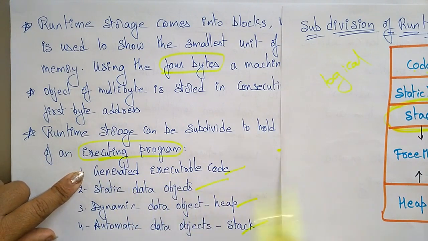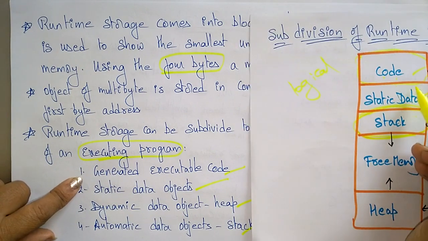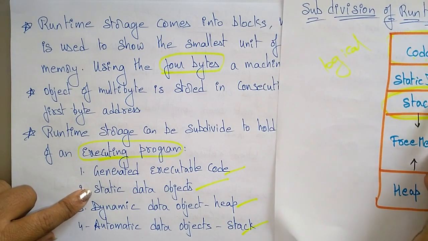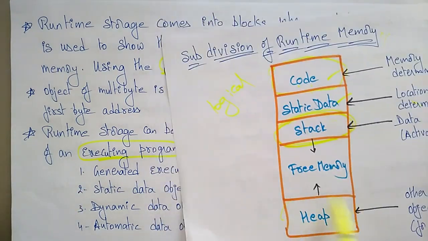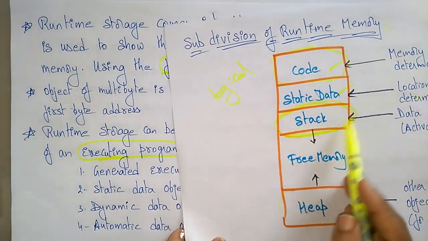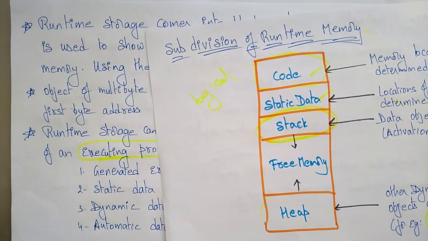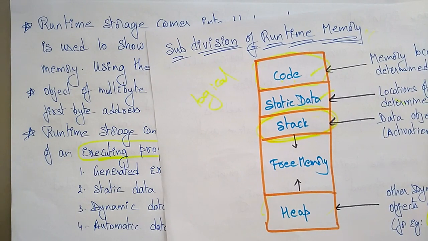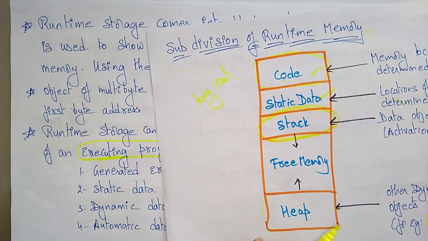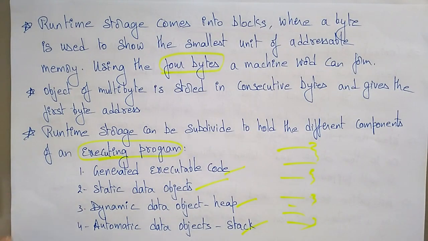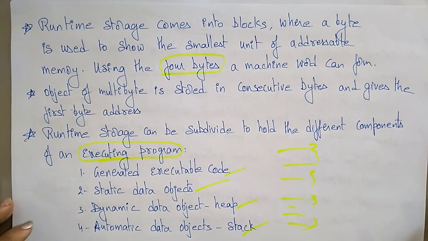The generated executable code is in the code block, along with the static data objects and the dynamic data objects. The heap holds the dynamic data objects, whereas the stack holds the automatic data objects. So any program you want to execute is divided into these subdivisions of runtime memory. This is about the storage organization while you are executing the program in the compiler.